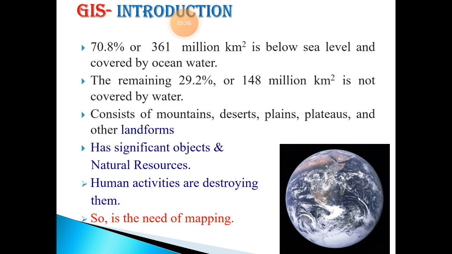Thus, it brings in changes in both the environment as well as the ecosystem that become unsuitable for life. So to study these disturbances on the earth, we need geographic mapping. Thus comes the technology of Geographic Information System, or GIS.